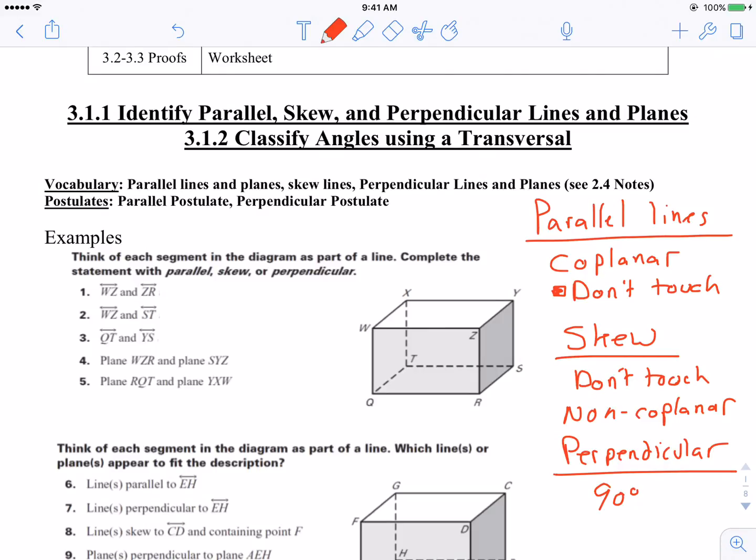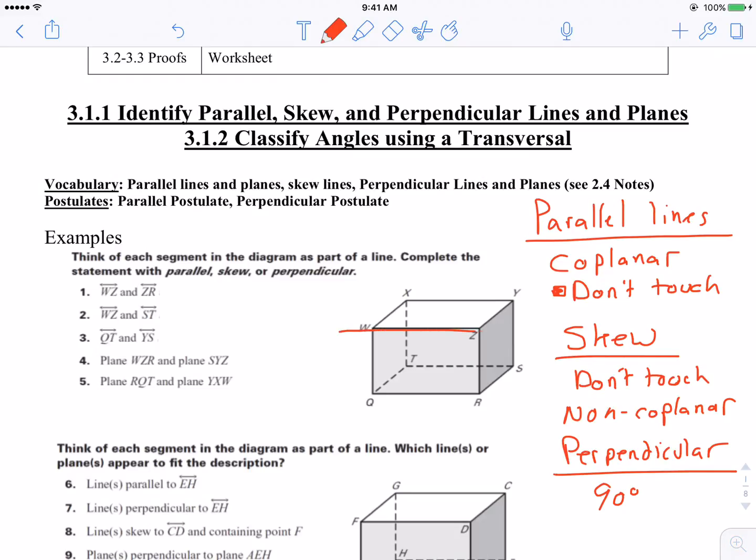So let's look at our first example. It says, think of each segment in the diagram as part of a line. So imagine it goes forever. Complete the statement with parallel, skew, or perpendicular. And we're just going to assume, because we don't want to have to draw all of these things in here, that every single corner is a 90-degree corner. So it's a perfect rectangular prism. So let's take a look at our first one.